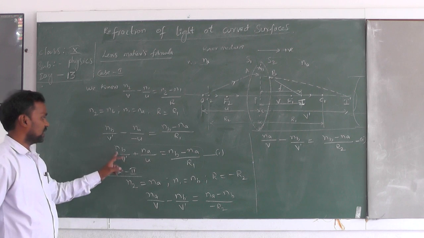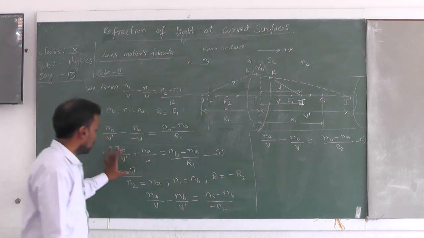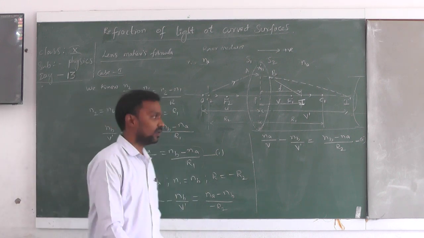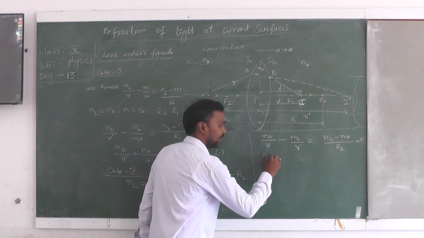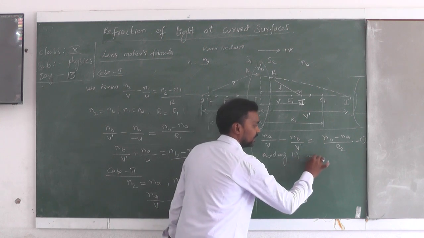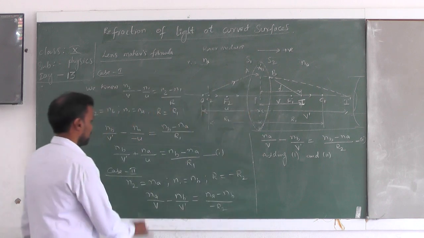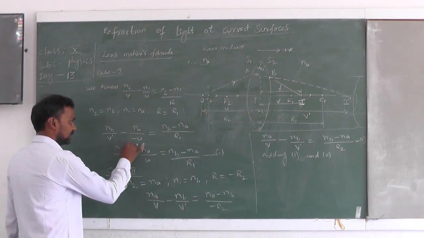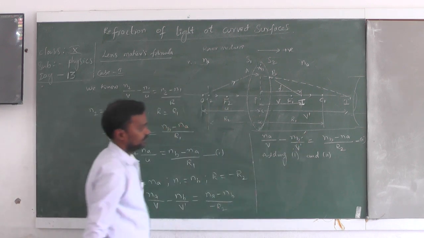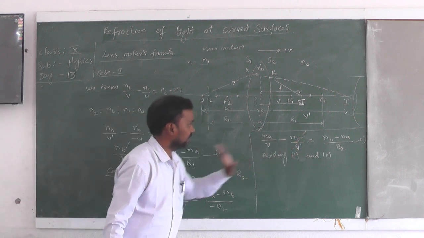What we have to do? See here, NB by V dash, here also NB by V dash. So when these like terms are there, it is better to simplify by adding. So I am adding equation 1 and equation 2. What will I get? This NB by V dash gets cancelled. Plus NB by V dash minus NB by V dash gets cancelled.